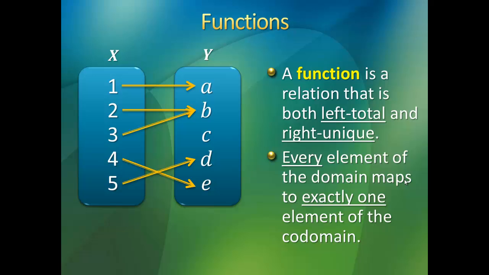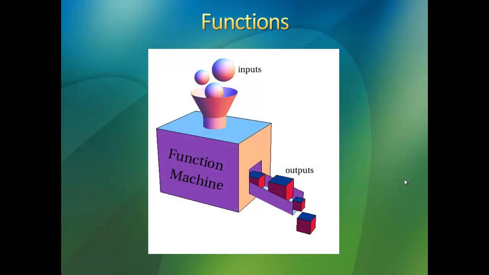So, here's an example of a function. In grade school, students are often taught to think of functions as machines. If we think of a function as a machine, every input produces an output, and we always know, unambiguously, what output we'll get. A machine wouldn't be very good if some inputs produce no output. That's why a function has to be left total. And a machine would be equally useless if the same input produced different outputs when you ran it again. That's why a function has to be right unique.